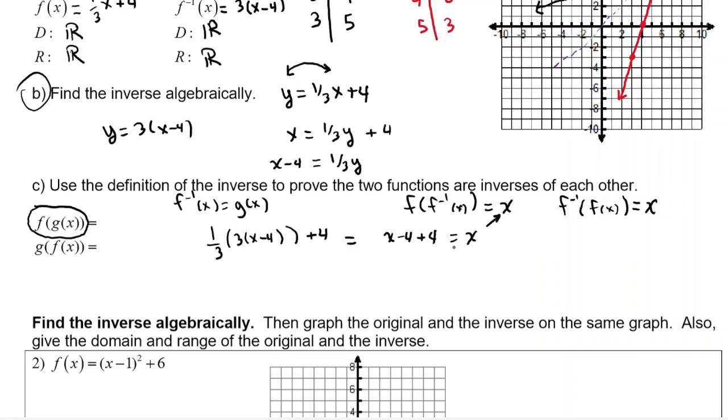So now we want to do it the other way and see if we get x also. So now, going the other way, I'm going to start with the inverse, and I'm going to plug in my function. So I'm going to plug in 1/3 x plus 4 minus 4. In this case here, this would equal 3 times 1/3 x because 4 minus 4 is 0. The 3's cancel. So in both ways, taking the composite function, I get x as my answer. So this proves using the definition that the two functions are inverses of each other.